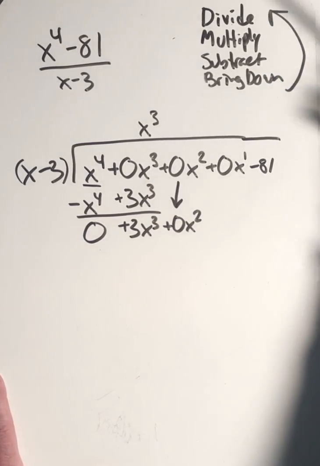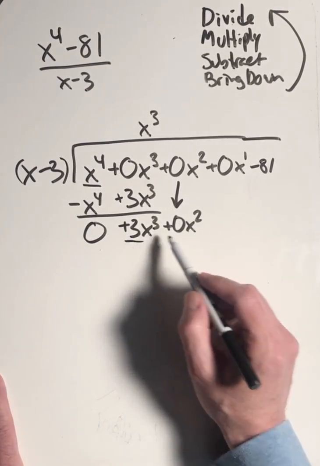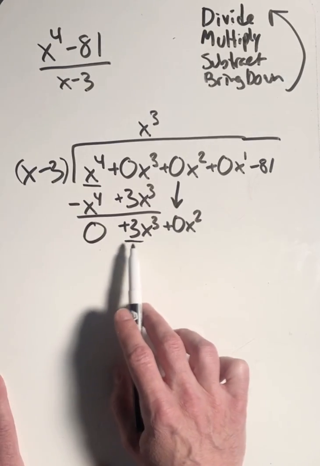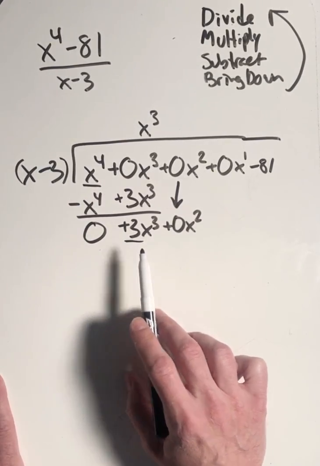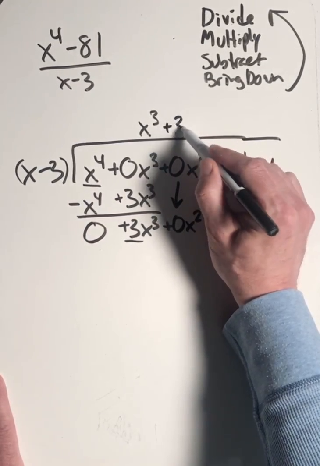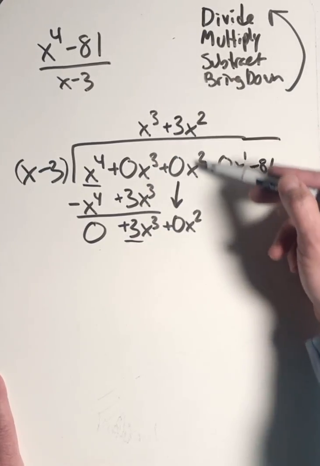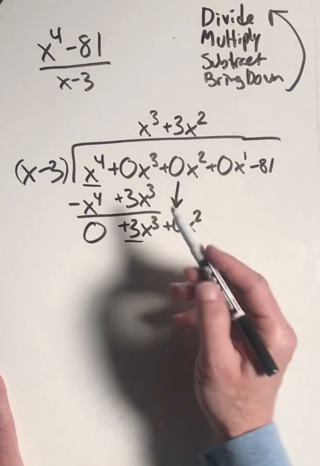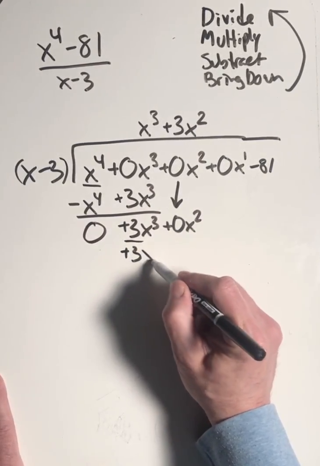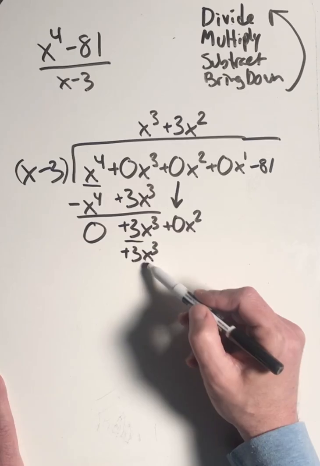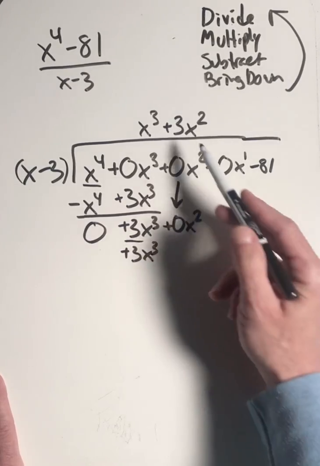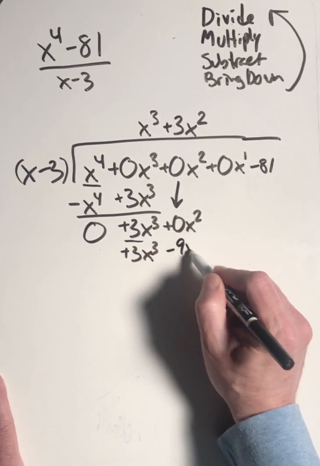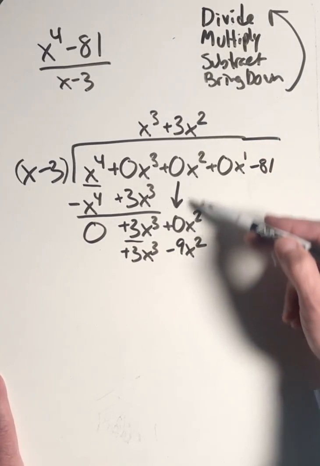After I bring down, I will repeat the process and now divide positive 3x to the third by x. Well, x goes into 3x to the third 3x squared times. So positive 3x squared, all my x squareds are lined up. Now I'll multiply. 3x squared times x is positive 3x to the third. That's identical, and it needs to be, so we're good. Positive 3x squared times negative 3 would be negative 9x squared. My x squareds are all lined up.